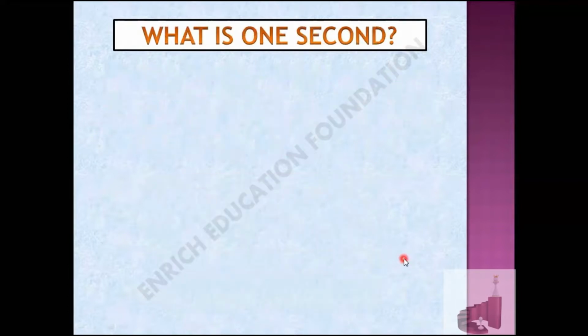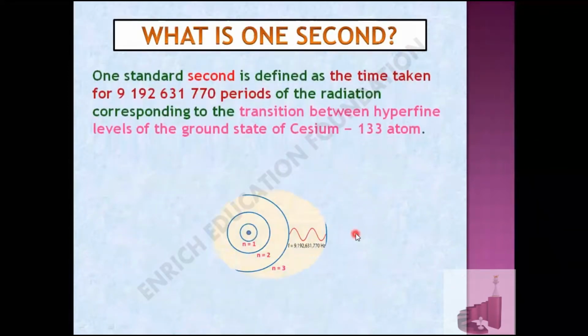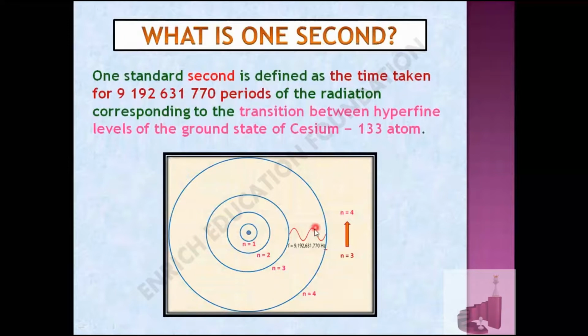Next is 1 second. What is 1 second? We know second is the unit of time, and for this we consider a cesium-133 atom in the ground state. When the atom is in the ground state, there are found to be many radiations or transitions taking place between n is equal to 4 to n is equal to 3. That is, there are found to be radiations occurring between the two levels, that is the hyperfine levels. Let us consider cesium-133 atom which has been placed in the ground state.